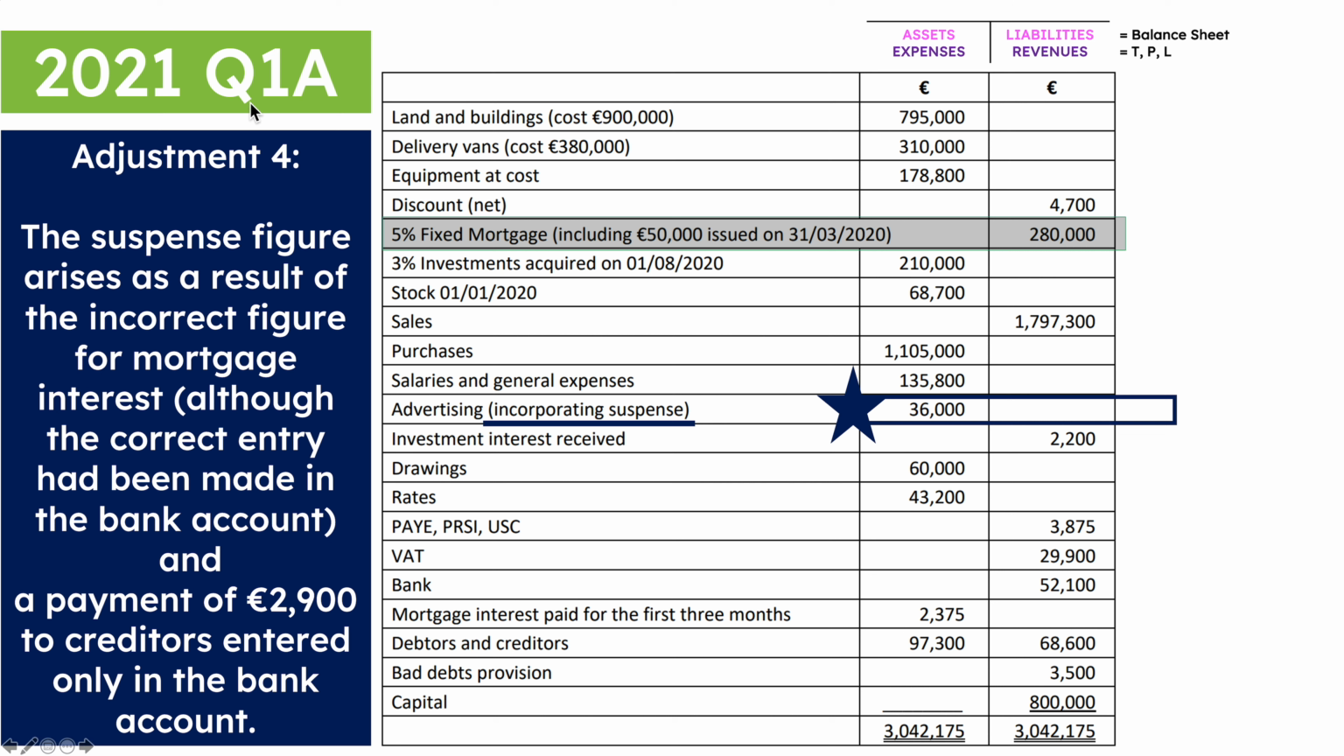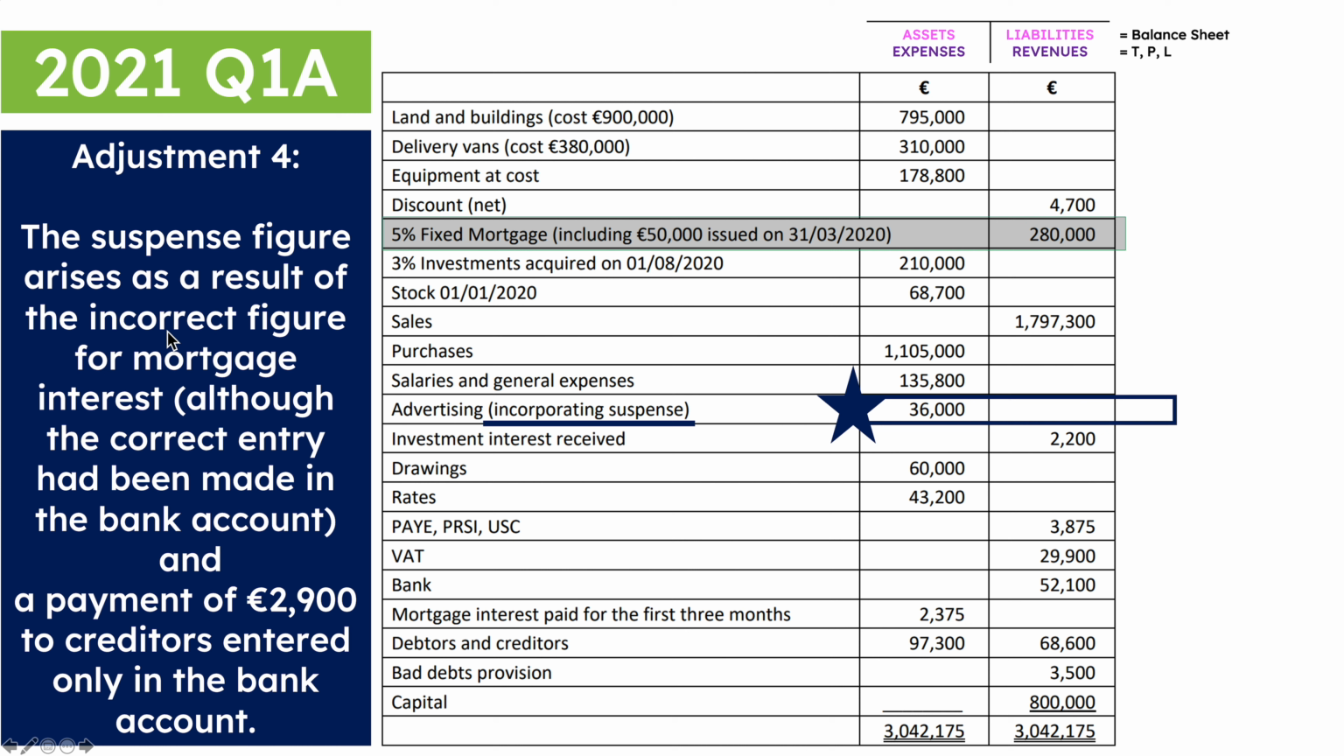So 2021 question 1A. So the suspense figure arises as a result of the incorrect figure for mortgage interest, although the correct entry had been made in the bank account, and a payment of 2900 to creditors entered only in the bank account. So obviously our debits and credits didn't equal, but they equal now because we put a suspense figure in with the advertising. So now they equal. So the bookkeeper has to come, realise their mistakes, which is here, and we need to fix it and find out what the advertising figure really is.